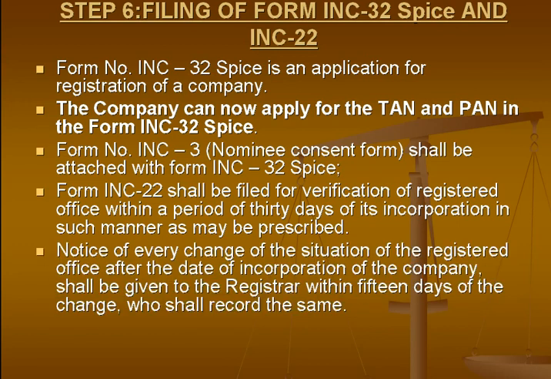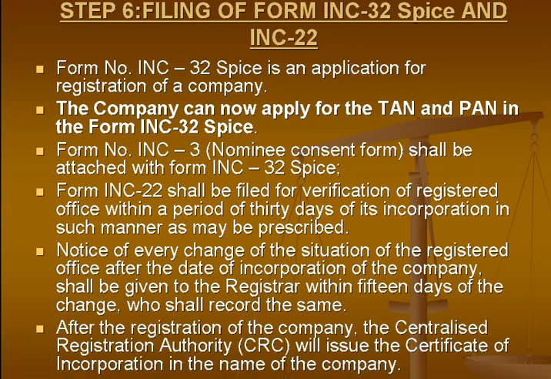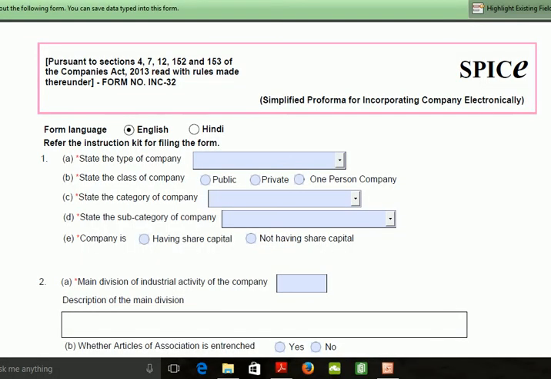Notice of every change of the situation of the registered office after the date of incorporation of the company shall be given to the registrar within 15 days of change, who shall record the same. After the registration of the company, the Centralized Registration Centre (CRC) will issue the certificate of incorporation in the name of the company. Now you can see on the screen Form INC 32 SPICE for incorporating company electronically.